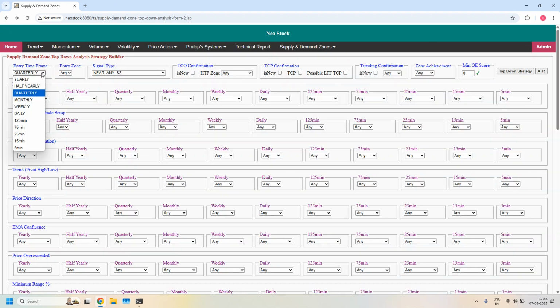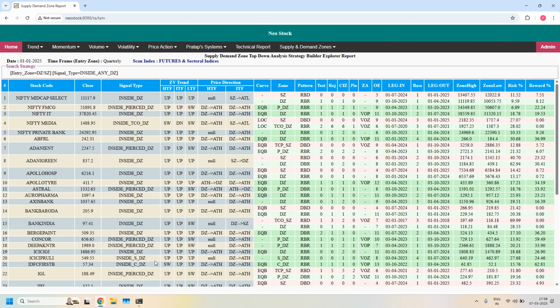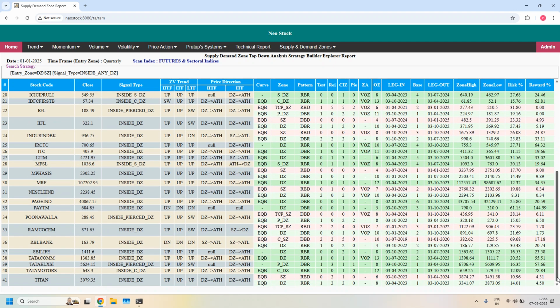Next, quarterly time frame, price closed inside the quarterly demand zone. First 22 stocks in the list. I'm scrolling the list down. So total 41 stocks are filtered. Price closed inside the quarterly demand zone.